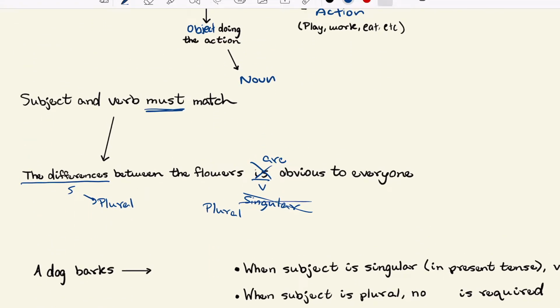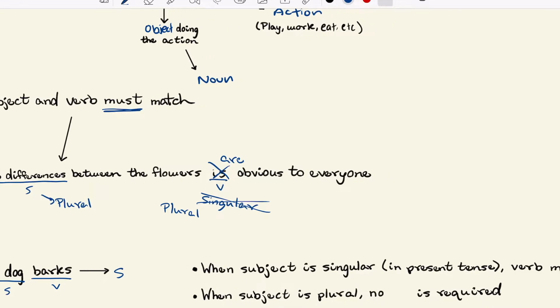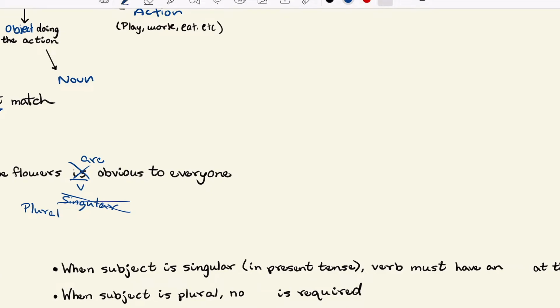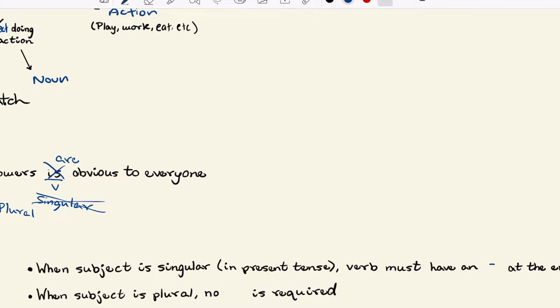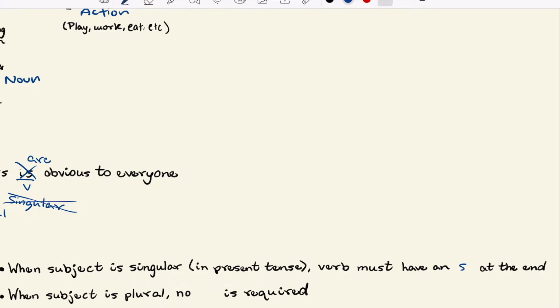We have two more simpler sentences, which are "A dog barks" and "Dogs bark." In the first sentence, we can see that both the subject, which is a dog, and the verb, which is barks, are both singular. Here, in the second sentence, dogs is the subject and bark is the verb, and both are plural. When the subject is singular in the present tense, verbs must have an S at the end. When the subject is plural, no S is required.